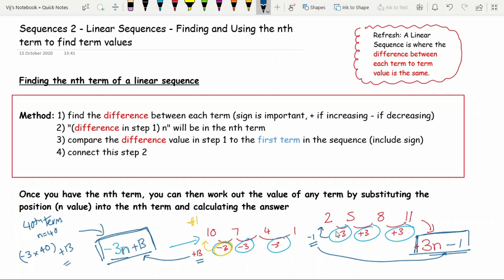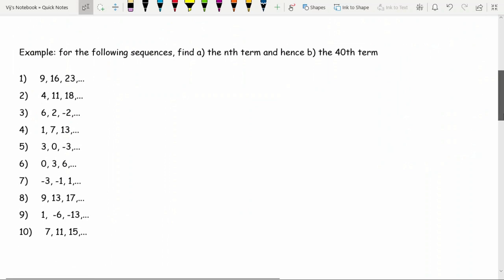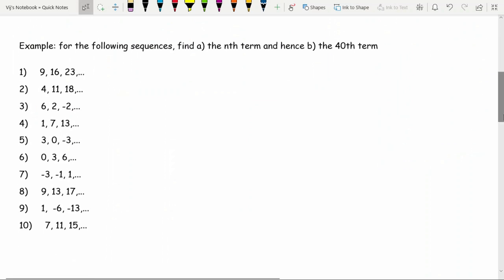For this one here, if I wanted to work out the 58th term, well, that's when n equals 58, so it'd be 3 times 58 minus 1, and I could go from there to work it out. Now, if I've rushed through that, do not worry, because I'm going to go through quite a lot of examples now on how we actually find the nth term. In this set of 10 questions, what we've got to do is find the nth term and use the nth term to find the 40th term.